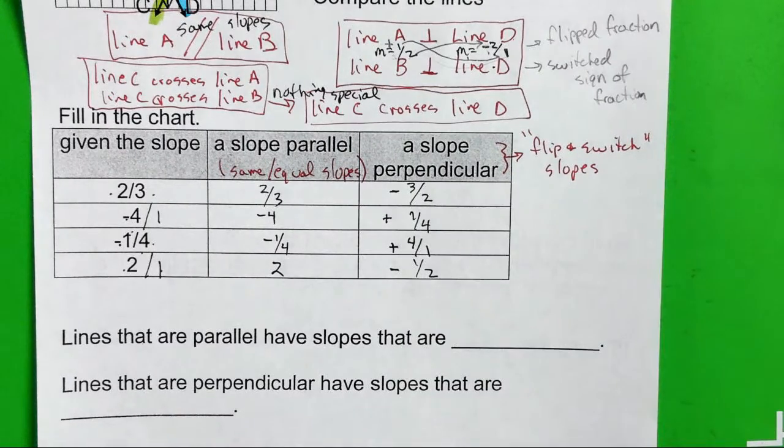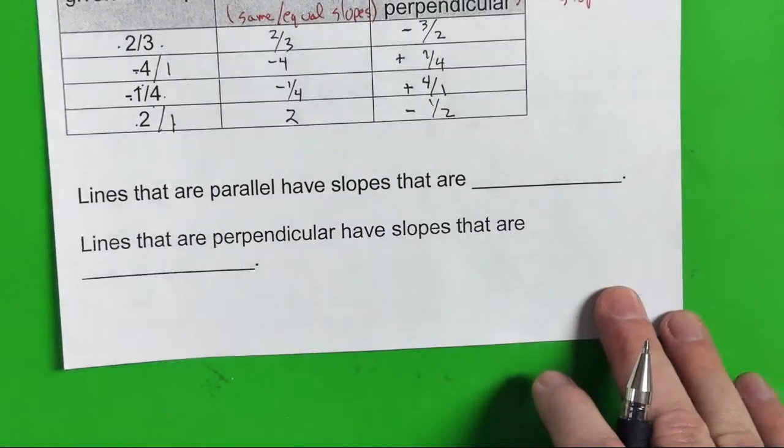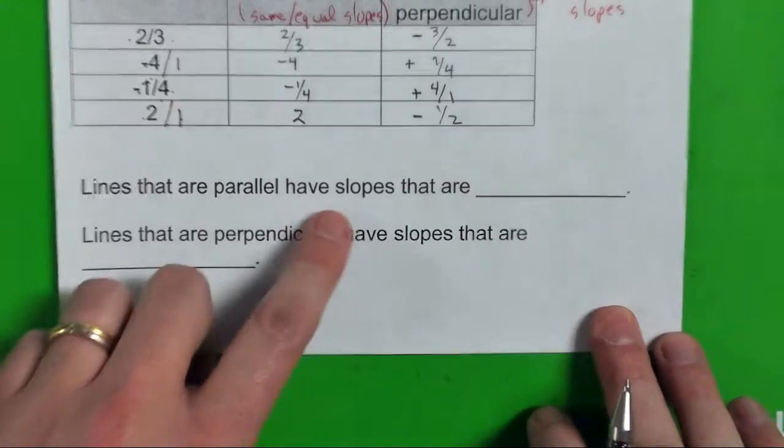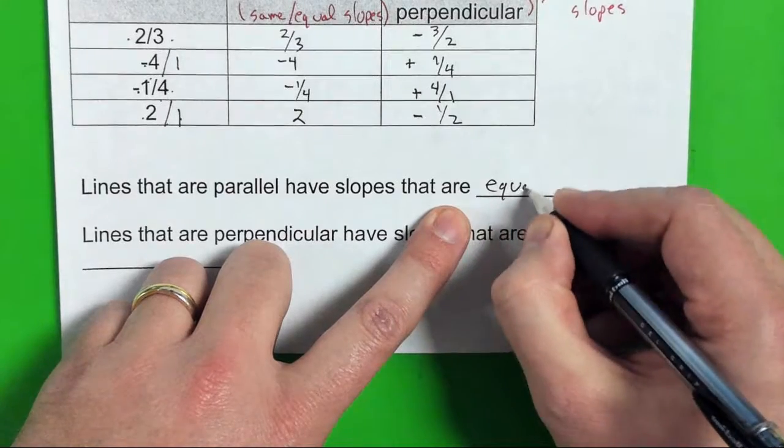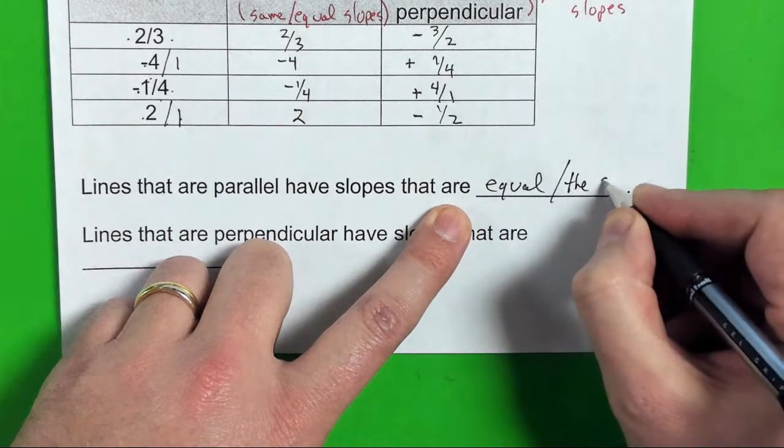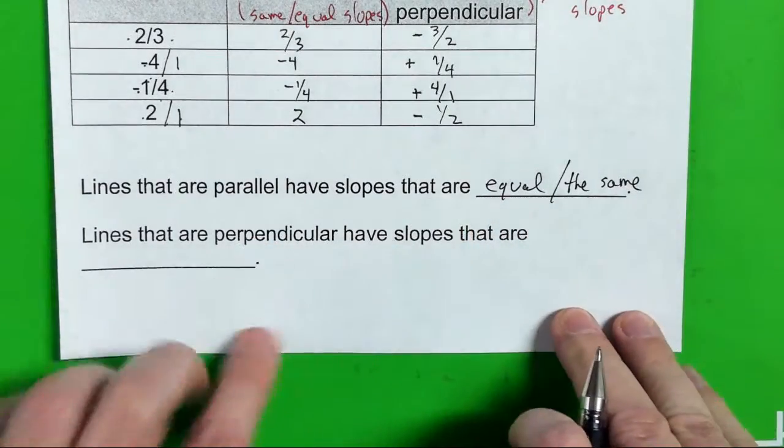Okay, so let's fill in the blank here now. Lines that are parallel have slopes that are equal. Or what else? The same. Either set works.